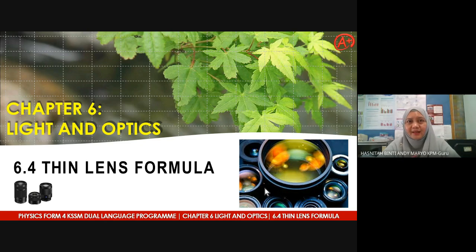formation by lenses. So for today we continue with the fourth learning standard, 6.4, the fourth content standard in chapter 6, thin lens formula. Actually, this is a very short subtopic, students. So we are going to work with the thin lens formula, and there is one thin lens formula for you to know and understand very well.